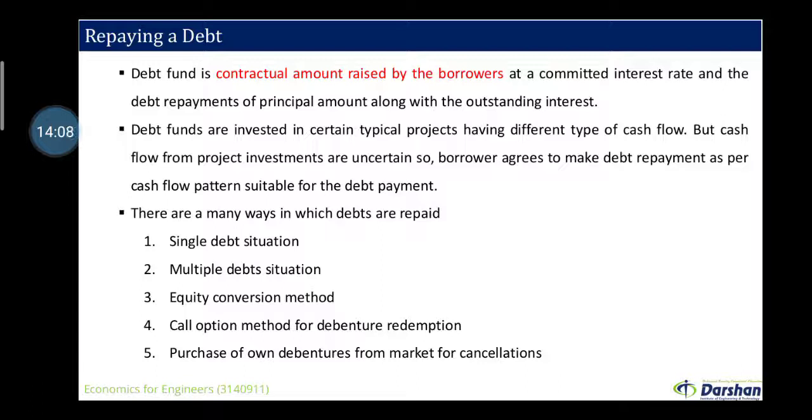There are many ways in which debt is repaid. First one, there is the single debt situation. Second one, there is the multi debt situation. Third one, there is the equity conversion method. Fourth one, the call option method for debenture redemption. And the fifth one, there is the purchase of own debentures from the market and their cancellation.